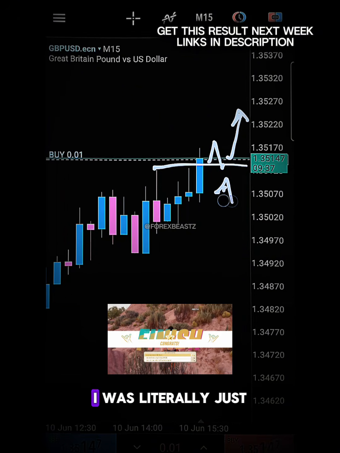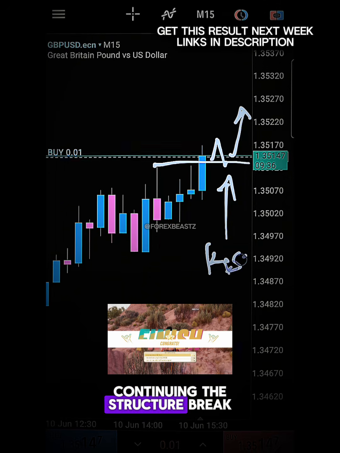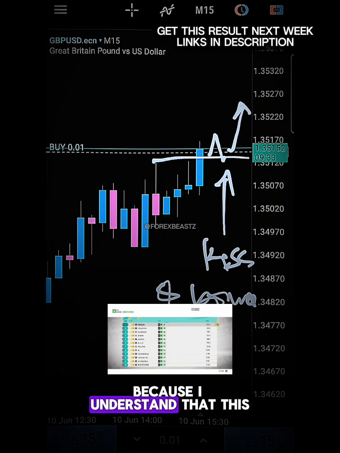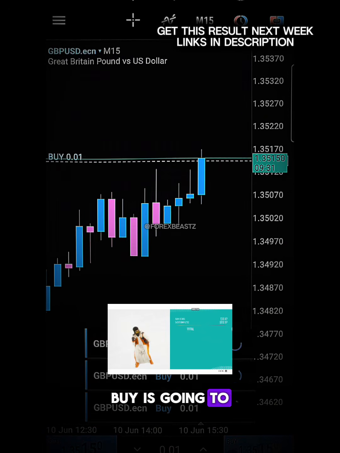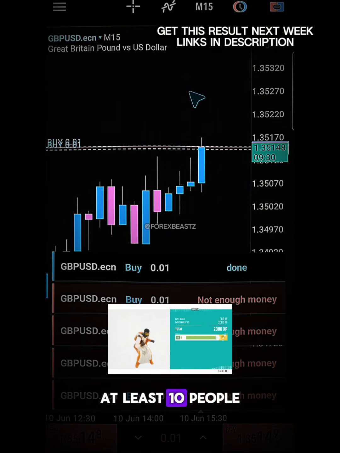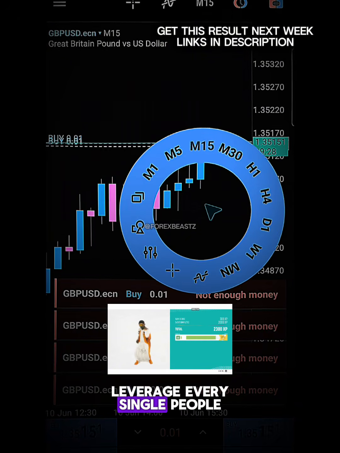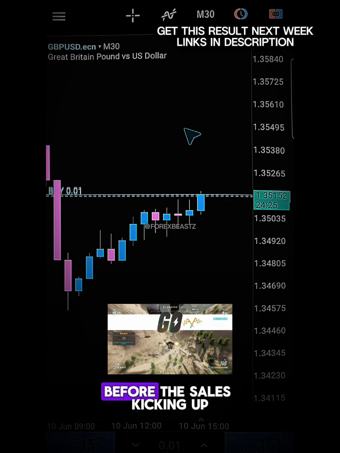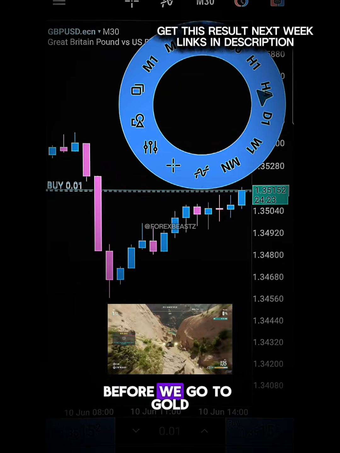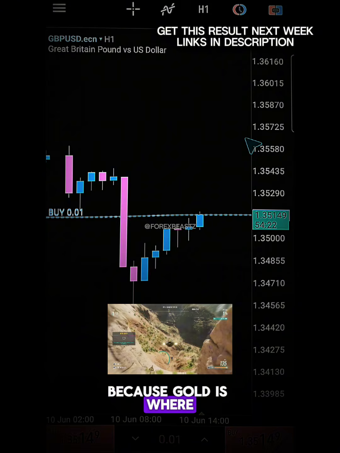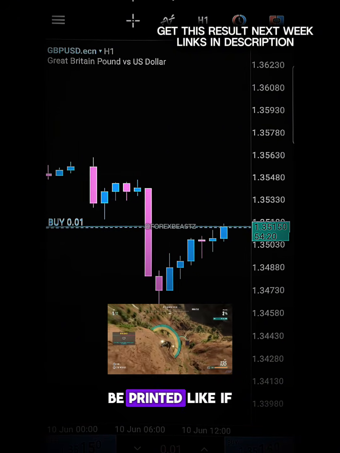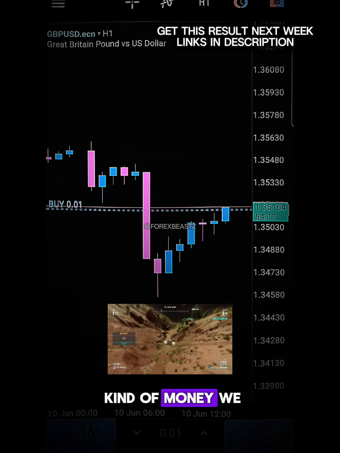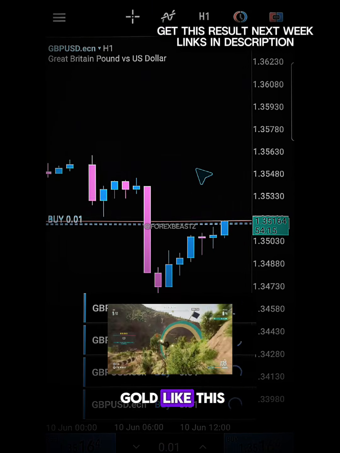You can see I was literally just continuing the structure, break, retest, break, retest, because I understand that this buy is going to still run at least 10 pips, 20 pips, and if you can leverage every single pip of it, you'll be able to make free funds before the sales kick in, before we go to gold, because gold is where the real money is going to be printed. Like if I show you one setup of gold, dude, if you see the kind of money we rack in on just one setup on gold like this, it will be crazy.